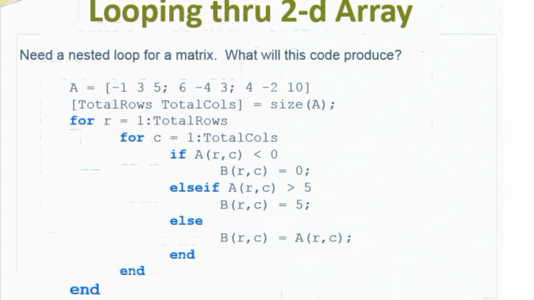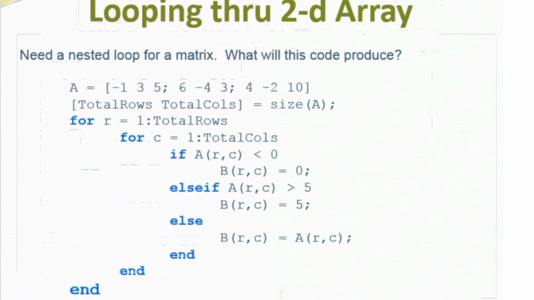Now let's look at looping through a matrix. If I want to go through every entry of a two-dimensional array or a matrix, I have to use a nested loop. All right, so let's take a look at this, and then we're going to track through it. So I have a matrix A, and this particular matrix has 3 rows and 3 columns. I'm going to use the size command. Total rows, total columns equals size of A. So my variable total rows will be 3, and my variable total cols will also be 3.